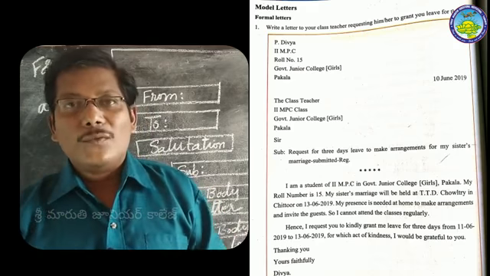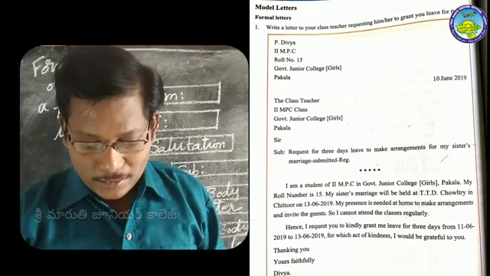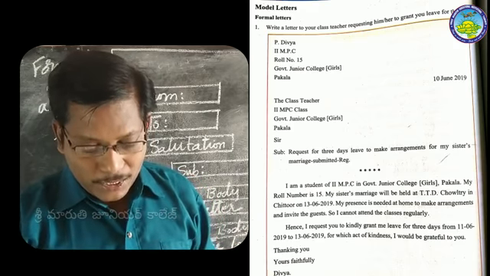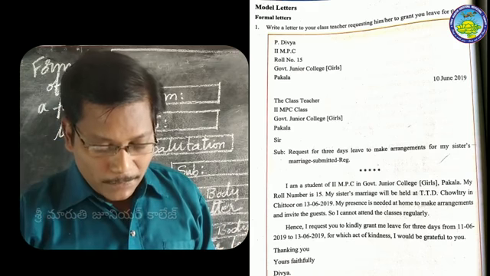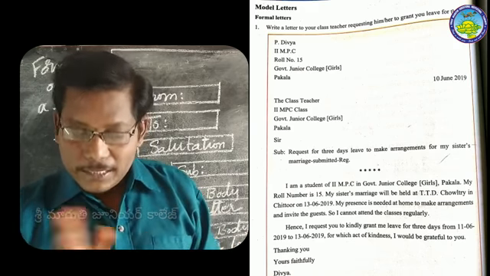Grateful is nothing but thankful. So if you grant me leave, then I will be thankful to you. This is the leaving. So in the below you see, thanking you, yours faithfully, Divya. But after writing yours faithfully, you put a comma, Divya. And you can write this yours faithfully and Divya at the right corner.